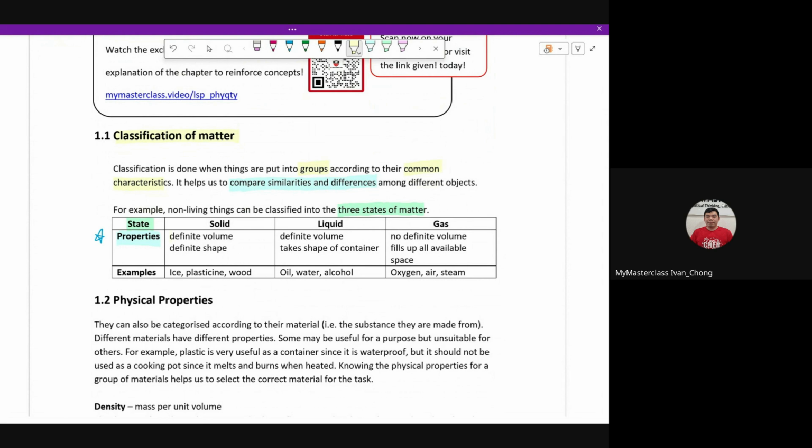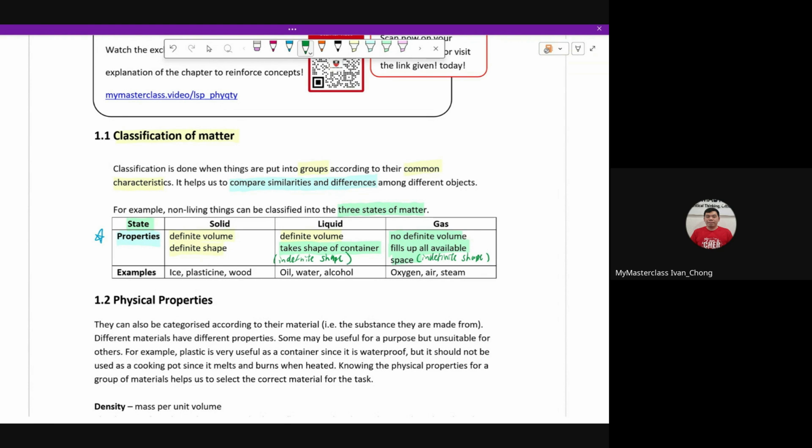For solids, we have definite volume and definite shape. Similarly, for liquids, we have definite volume, but liquids will take the shape of the container. And you'll notice that gases have no definite shape and no definite volume as well. So you can also write indefinite volume, and indefinite shape. Basically, the opposite of definite is indefinite.